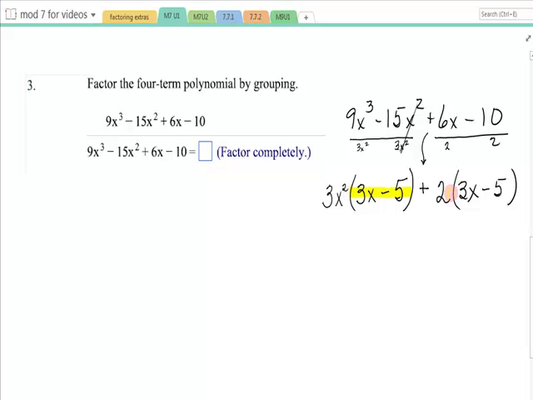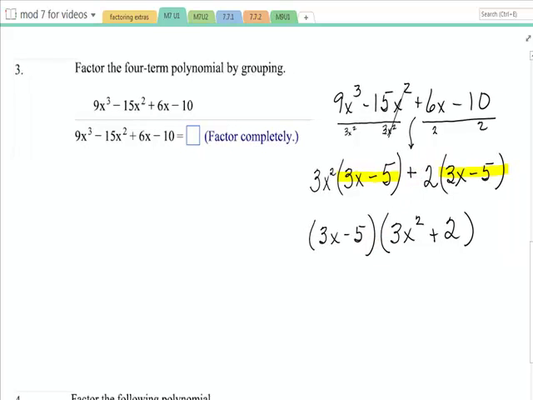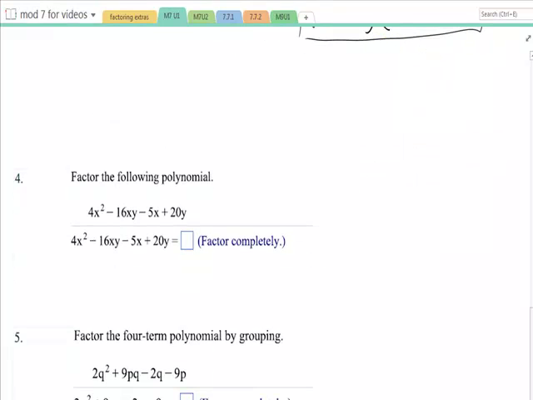You can just look at this and see if you've done it correctly. The common binomial factor, the factor with 2 terms in parentheses, is 3x minus 5. And when you factor it out, you are left with 3x squared and a plus 2. Please notice that from this step to this step, you have changed from an addition problem to factors. You're factoring that out and putting it in front, and it's leaving you with 3x squared plus 2. So that's your answer. Okay, let's keep going. We have, I think, 2 more to do.